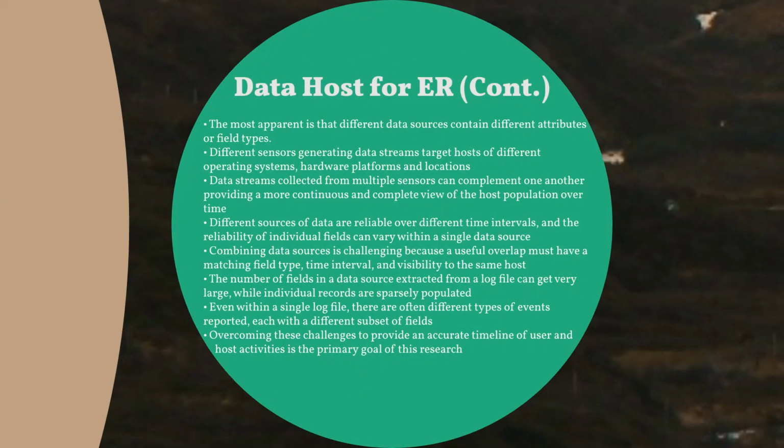There are several dimensions across which the available data sources can complement one another. They contain different attributes or field types. Different sensors generating data streams target hosts of different systems, platforms, and locations. Data streams collected at different intervals from multiple sensors can provide a more continuous and complete view of the host population over time. Different sources of data are reliable over different time intervals, and the reliability can vary.